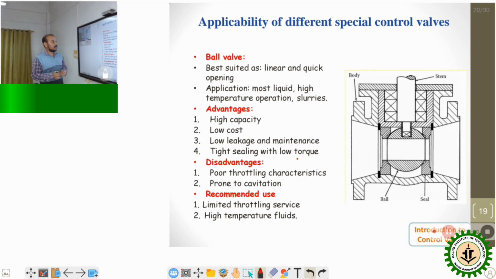If we talk about the ball valve, it is a rotary type of valve, and we have already discussed that linear and quick opening operation can be done. High capacity of liquid flow can be handled by this ball valve. Low cost. Low leakage and maintenance, tight sealing with low torque. Disadvantages: poor throttling characteristics, prone to cavitation. Recommended uses are limited throttling service and high temperature fluids.